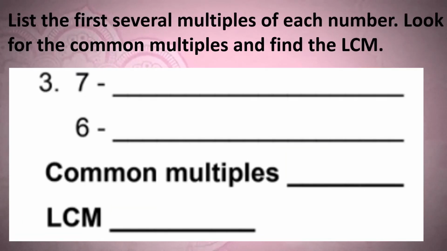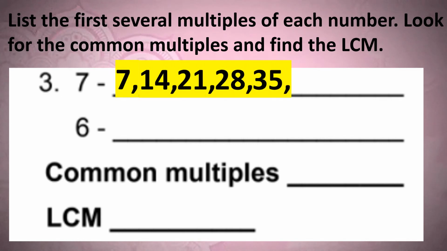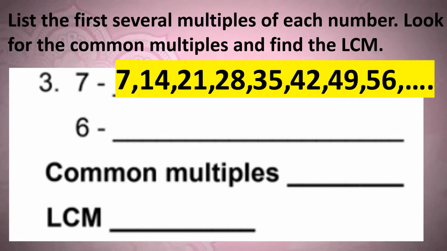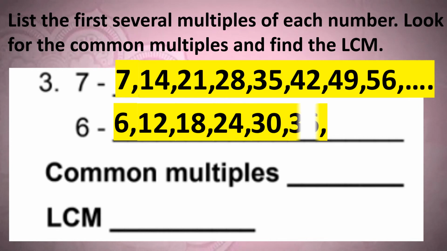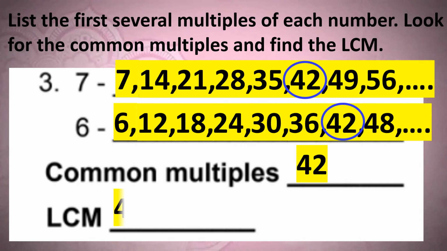Okay, for number 3, we have 7 and 6. Let us list down some multiples of 7: 7, 14, 21, 28, 35, 42, 49, 56, and so on. Now for 6, we have 6, 12, 18, 24, 30, 36, 42, 48, and so on. As I look into it, the first common multiple is 42. So the LCM now is 42.